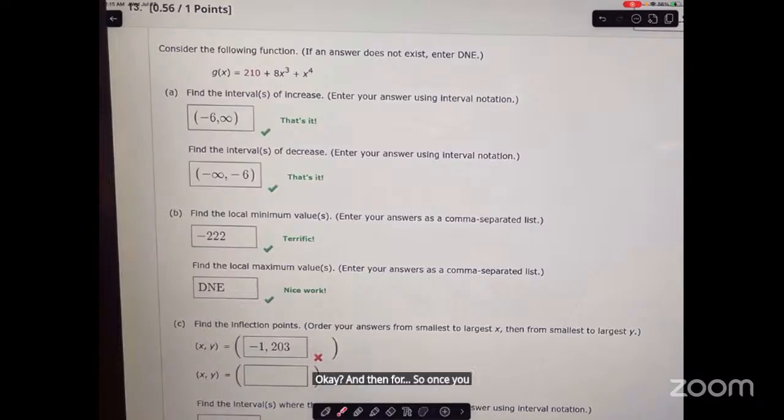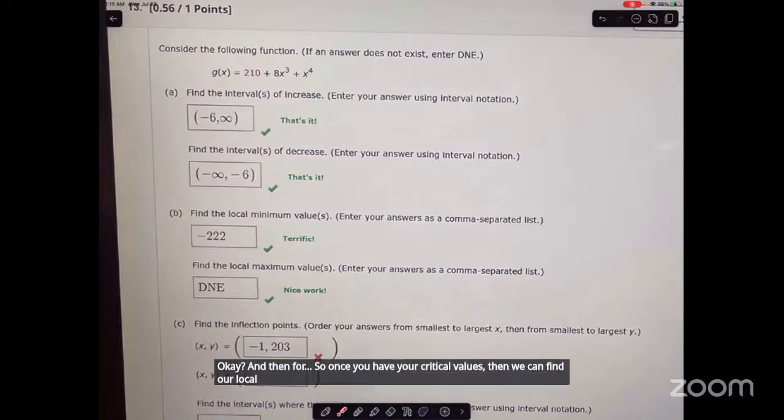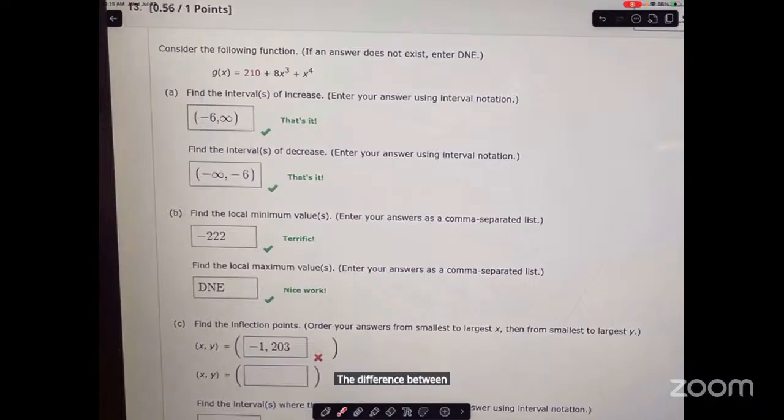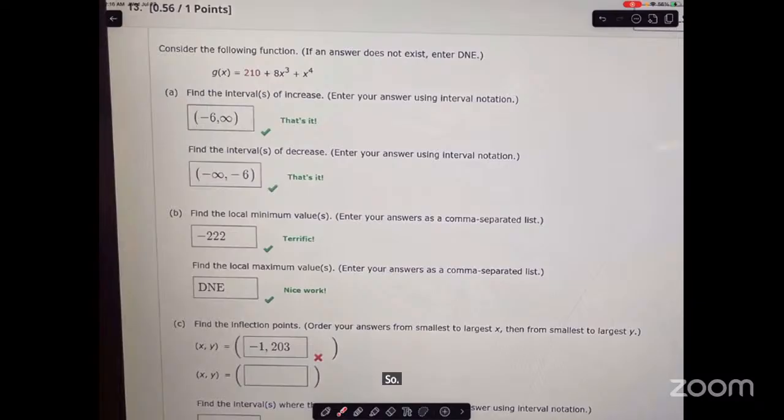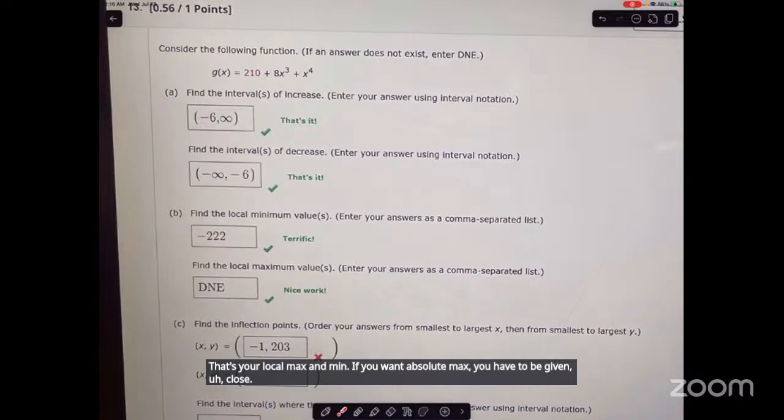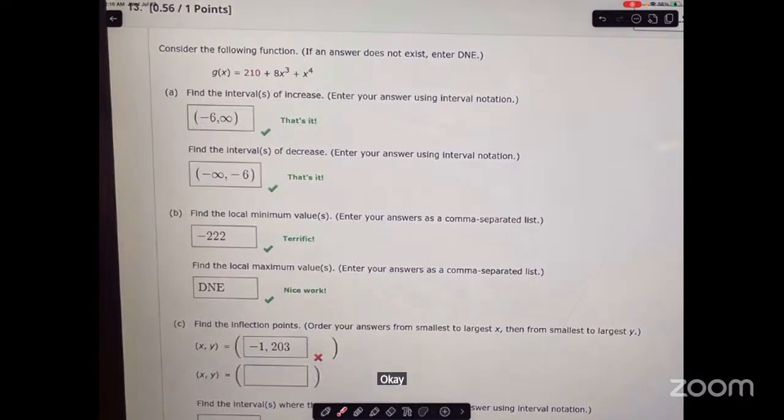Once you have your critical values, then we can find our local max and min. The difference between local max and absolute max, and local min and absolute min: the procedure that we did before, where we found the absolute max, is the same procedure without the endpoints. So for local max, you still have to find your critical values and test them. That's your local max and min. If you want absolute max, you have to be given a closed interval with endpoints to test.